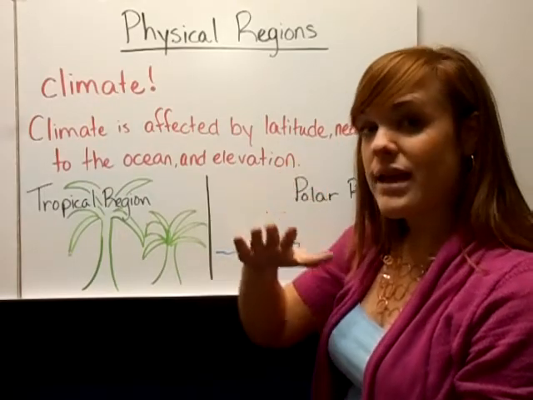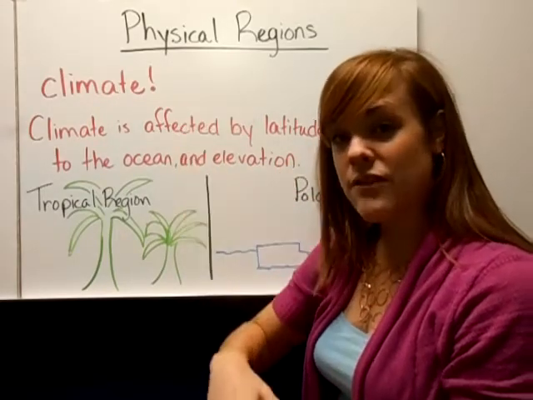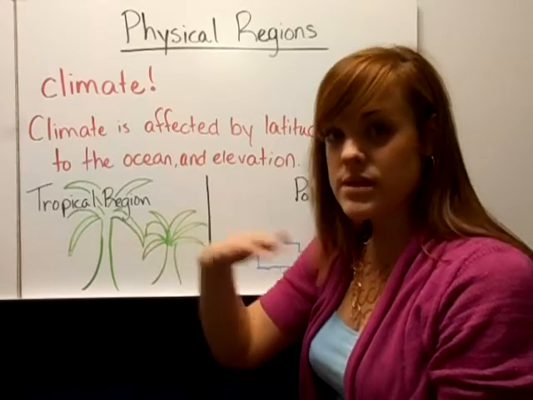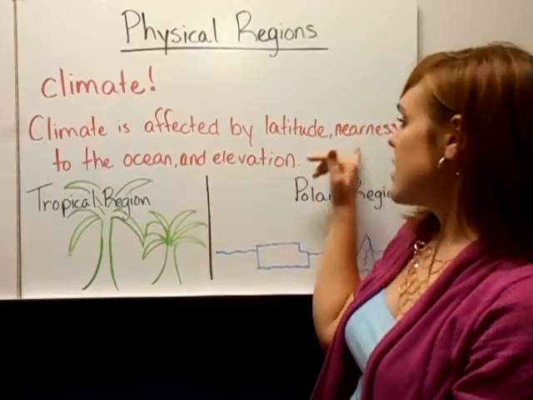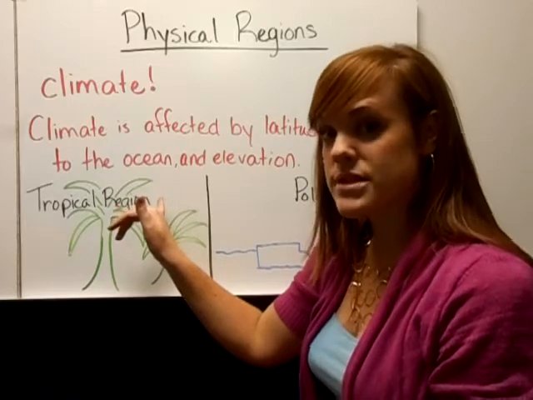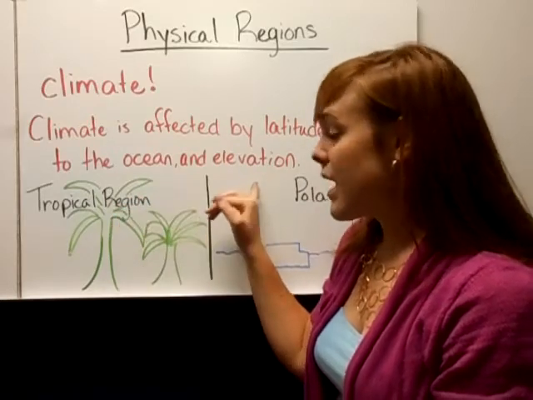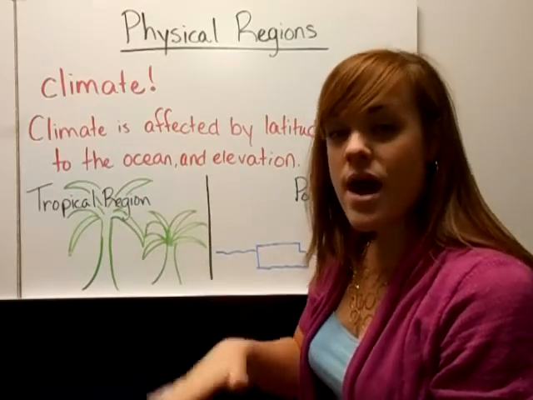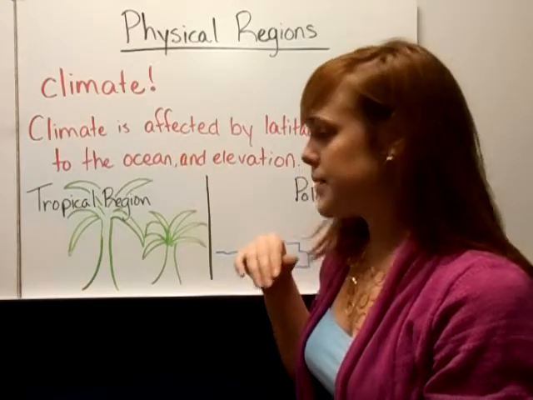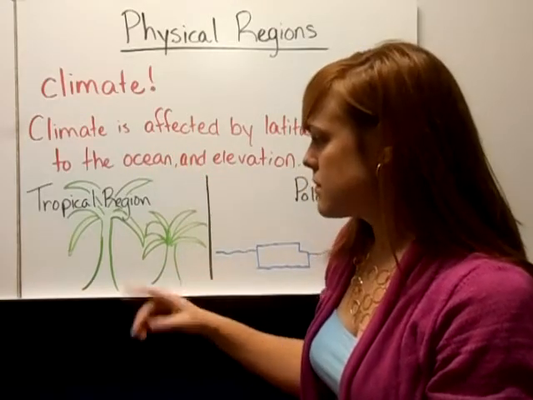Latitude, okay, that tells how far north or south of the equator it is, right? Those horizontal lines. Nearness to the ocean, that will affect your climate. And elevation. Elevation is how far above sea level you are, or below sea level.